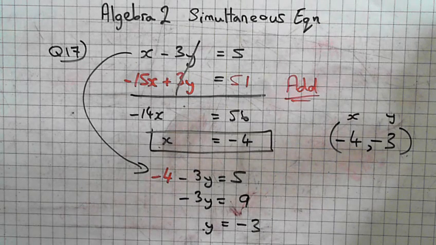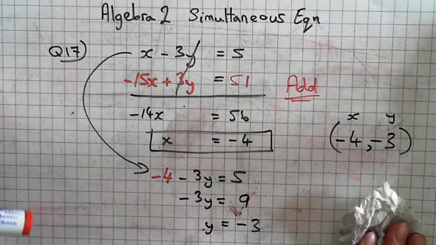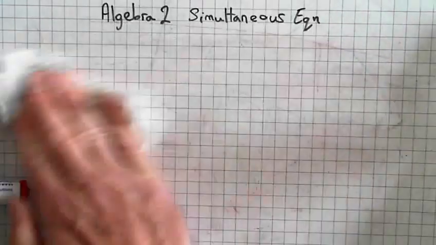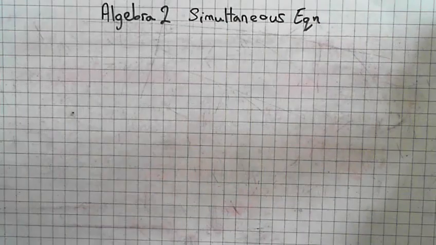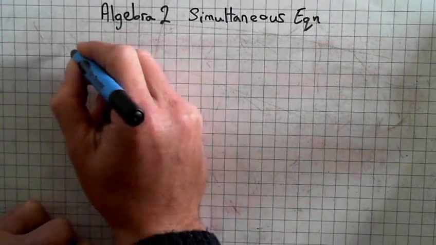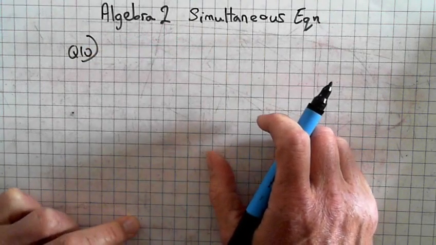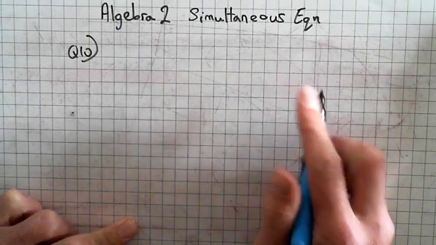Okay? Yeah. Right. So we do question 10. Question 10. No, 11, please. Sorry? Who? Question 10.